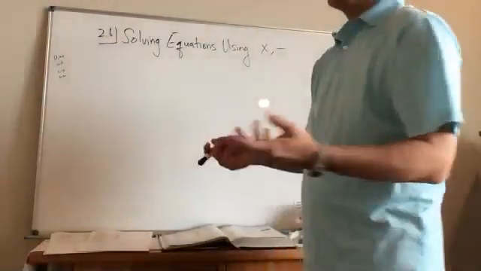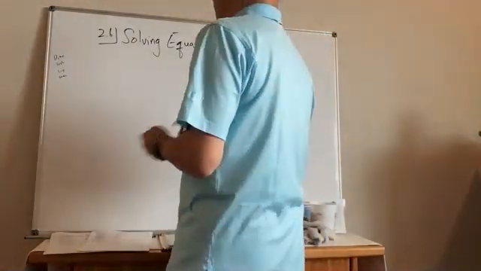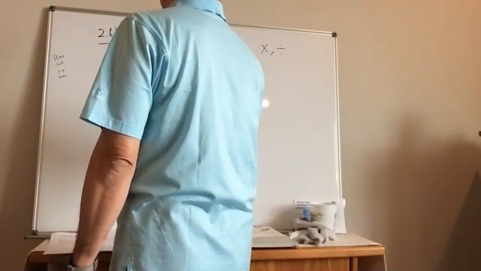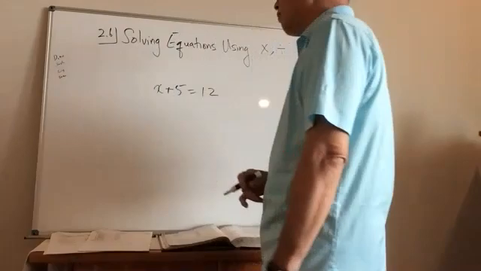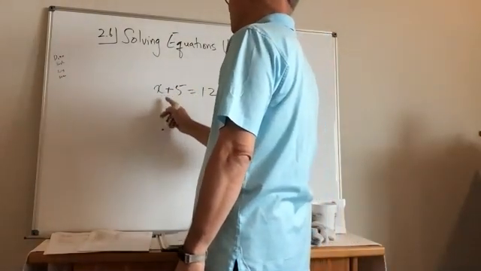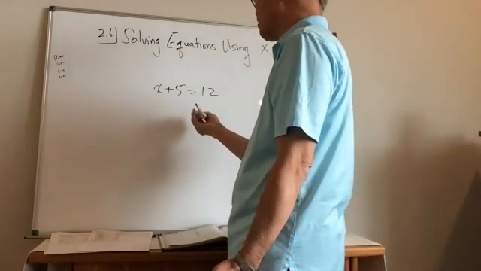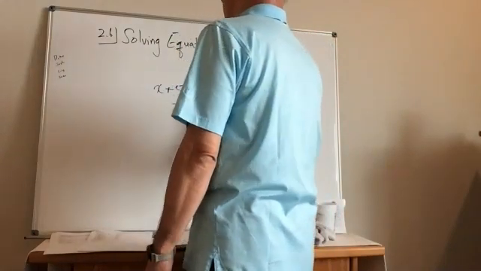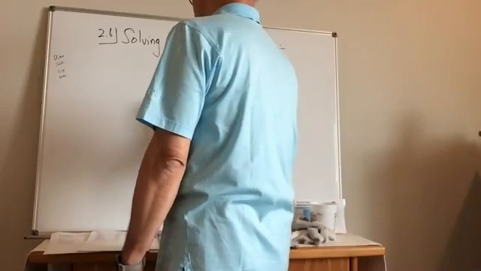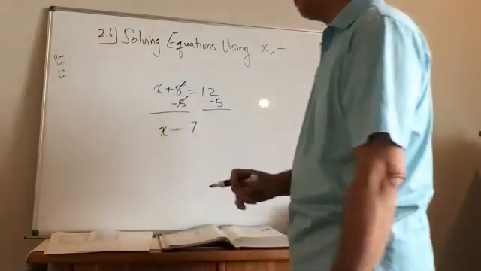So in 2.5, we talked about solving equations using addition and subtraction. And we did things like x plus 5 is equal to 12. Since we had the plus 5 and the variable on this side, we decided that we were going to subtract 5 from both sides. So if I subtract 5 from both sides, what do I get? I get x, this guy cancels out, is equal to 12 minus 5, which is 7.